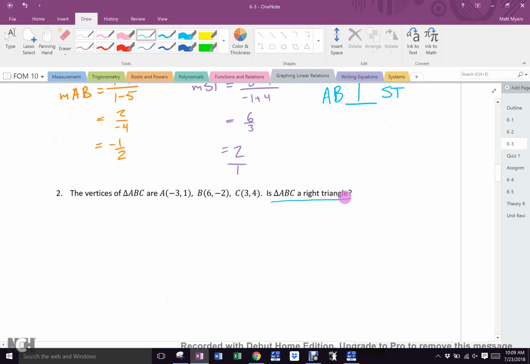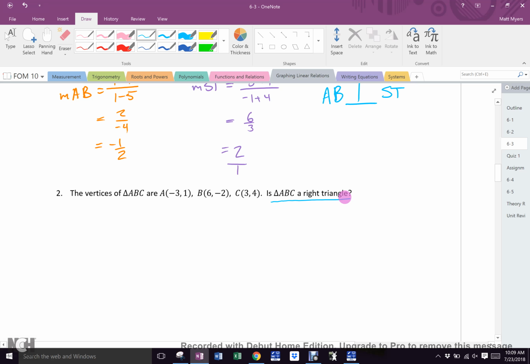Is triangle ABC a right triangle? If triangle ABC is a right triangle, then one of its corners must be what? 90 degrees. 90 degrees means one of the corners must be perpendicular, right? How many corners are in a triangle? 3. So I would need to check 3 corners, wouldn't I?